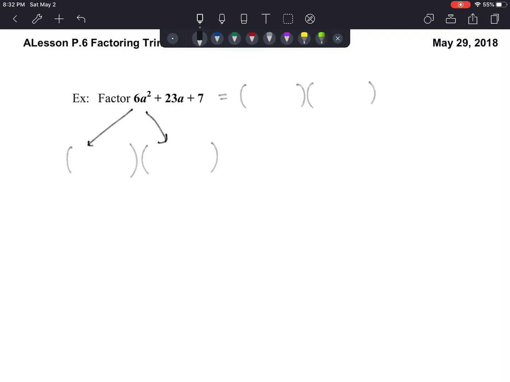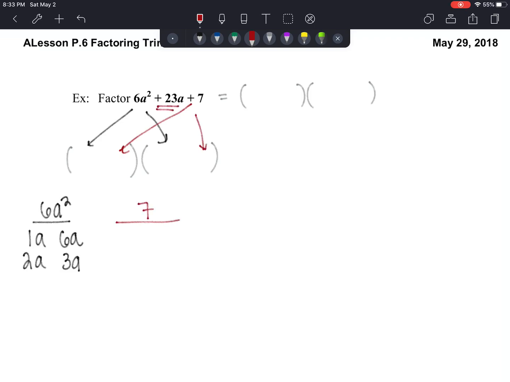Well, there's a couple different ways to get back to 6a squared. I could do 1a and 6a, or 2a and 3a. And then I have to get back to positive 7, and I need a positive on the inside. So therefore, I'm going to have 1 and 7. I'm not even going to go with the -1 and the -7. Now I need the outer and the inner to add. They're both going to be positive, and I need them to add to 23, but not go over. Because if they go over 23, I'm not going to have opposite signs to bring the other one back down.